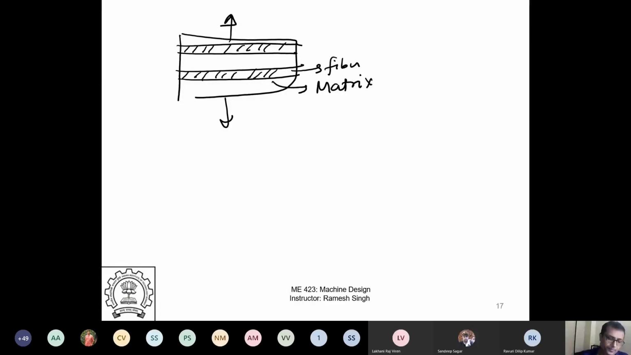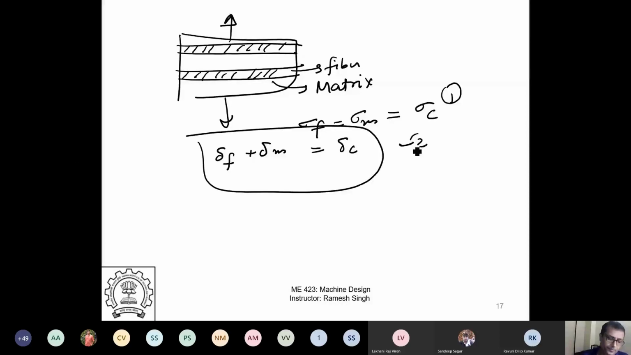In this case, my sigma F will be equal to sigma M because stress is same. The strains are not same. Sigma F is equal to sigma M is equal to sigma composite. All stresses are same because you are giving the same stress to the entire material. But what is happening is the deformation in fiber plus deformation in matrix will be equal to deformation in the entire composite. So there are two conditions which will be there.